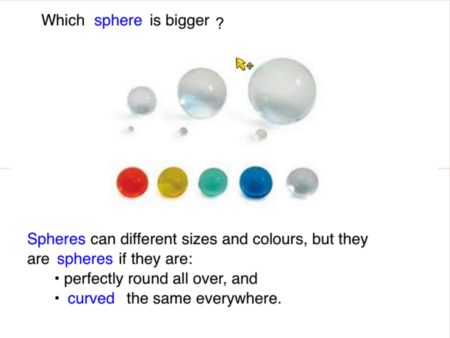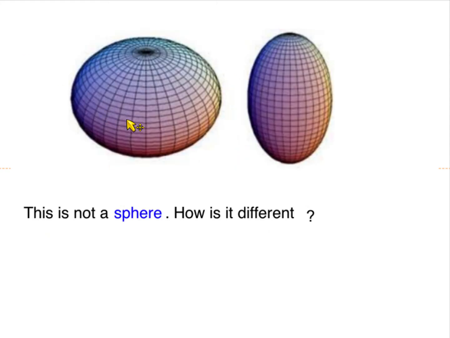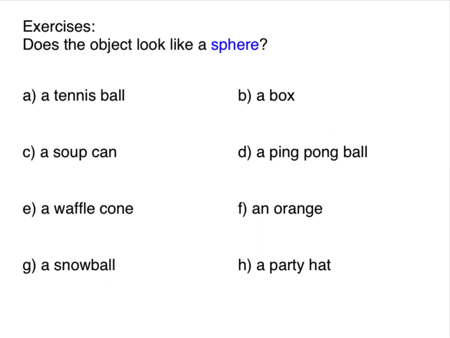So it doesn't matter if the sphere is large or teeny tiny, blue or yellow. What matters is that they are perfectly round all over and they're curved the same way. You can't have any flat or pointy sides on a sphere. So you could probably find a whole bunch of spheres around your house.